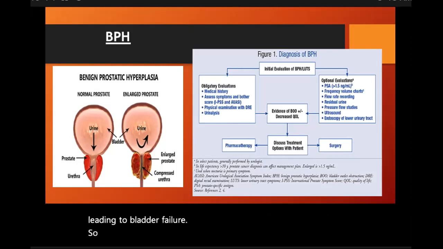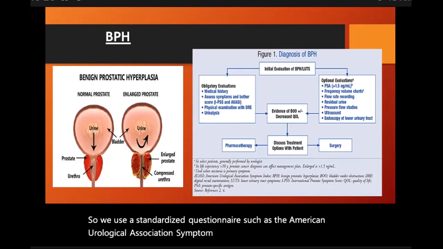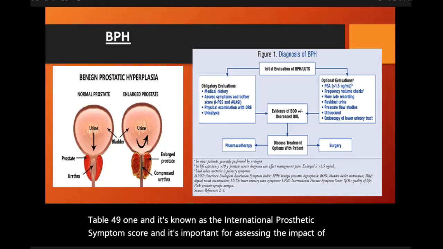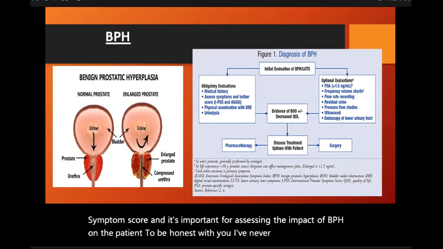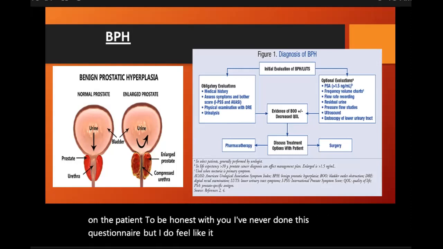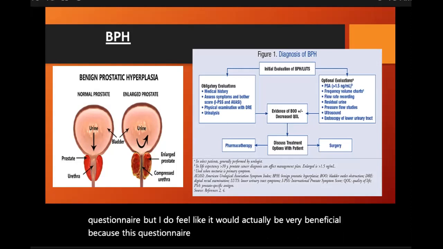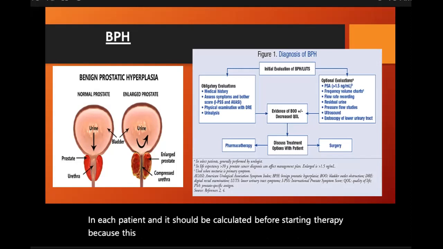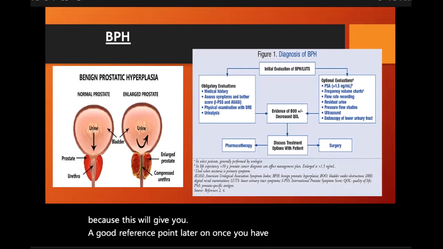So we use a standardized questionnaire, such as the American Urological Association Symptom Index, which is in your book on table 49.1, and it's known as the International Prostatic Symptom Score, and it's important for assessing the impact of BPH on the patient. To be honest with you, I've never done this questionnaire, but I do feel like it would actually be very beneficial, because this questionnaire was designed to uncover the degree of symptomology in each patient, and it should be calculated before starting therapy, because this will give you a good reference point later on once you have started therapy to see if it's actually effective.